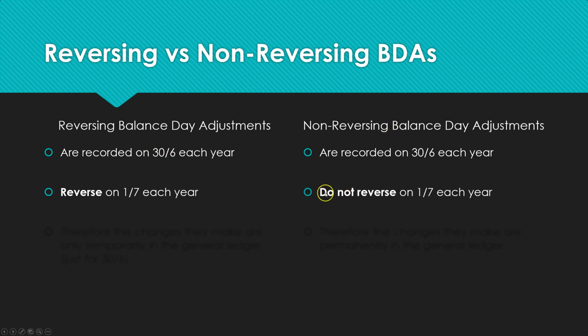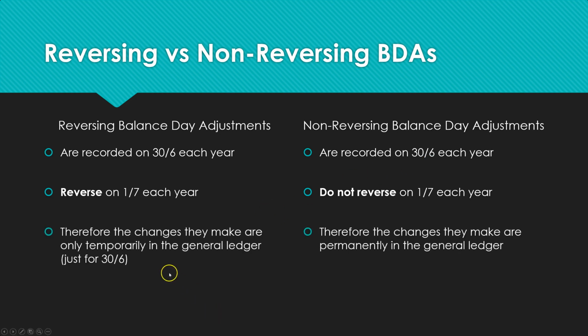On the right hand side, non-reversing balance day adjustments, these do not reverse. So any change that you make on the 30th of June is going to be permanent and stay in the accounts. Alright. So always just think about the general ledger effect that's happening. This one's temporary on the left, the reversing, and then on the right, the non-reversing. They are permanent general ledger changes.